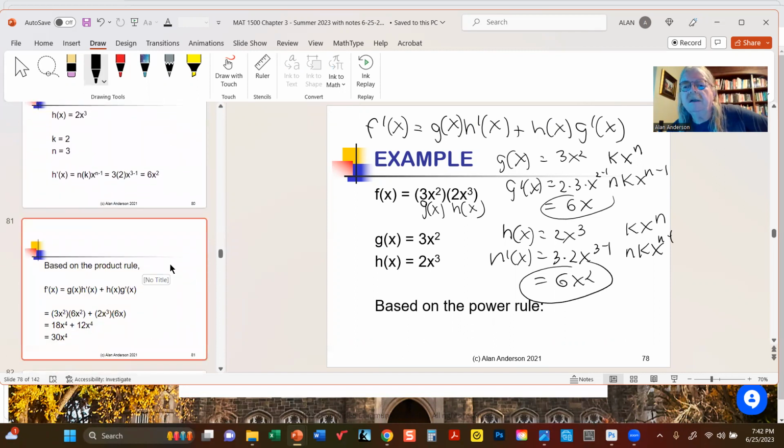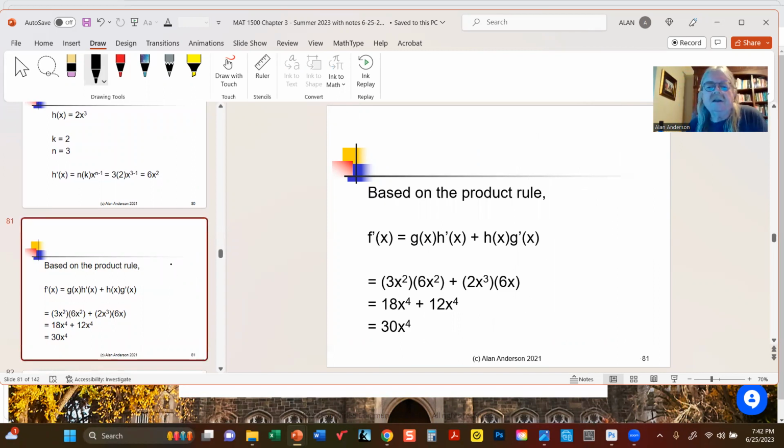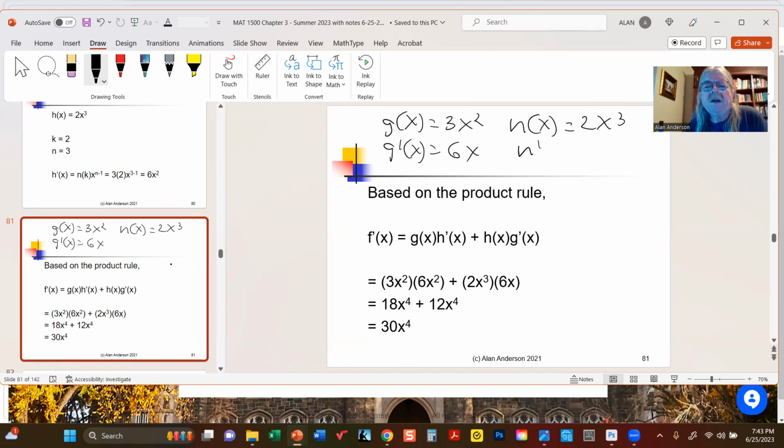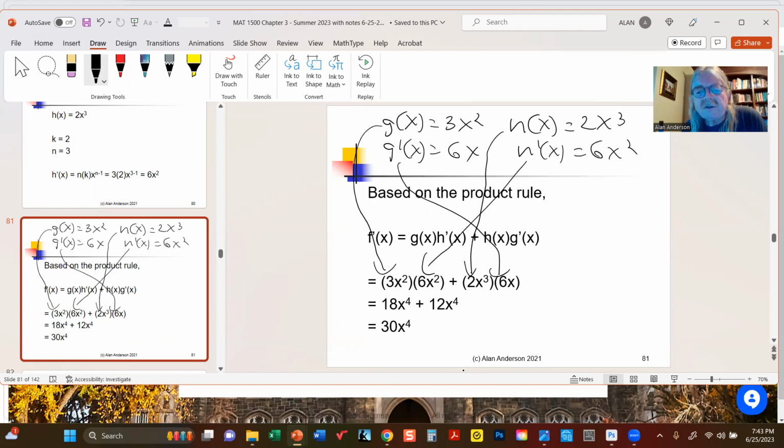All right, so it's down here in this slide. So remember, g of x is 3x squared. H of x was 2x cubed. G prime of x turned out to be 6x. H prime of x was 6x squared. So that's why it looks like this. Here's g of x, here's h prime of x, then we have h of x and g prime of x. Now we just use algebra. 18x to the fourth, 12x to the fourth, we end up with 30x to the fourth.